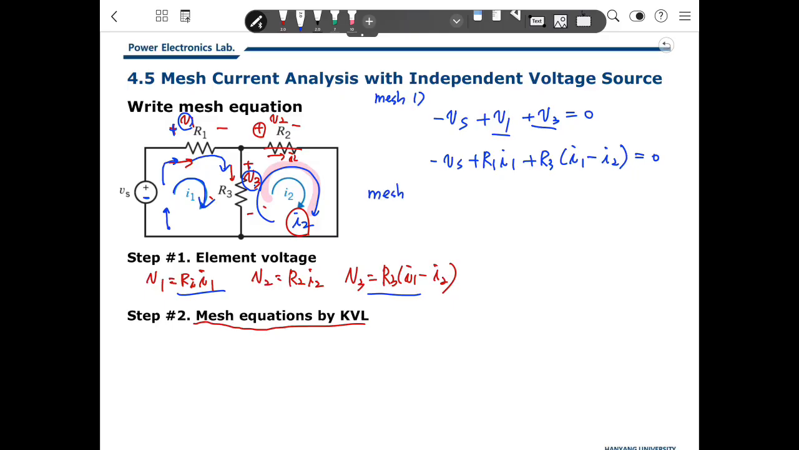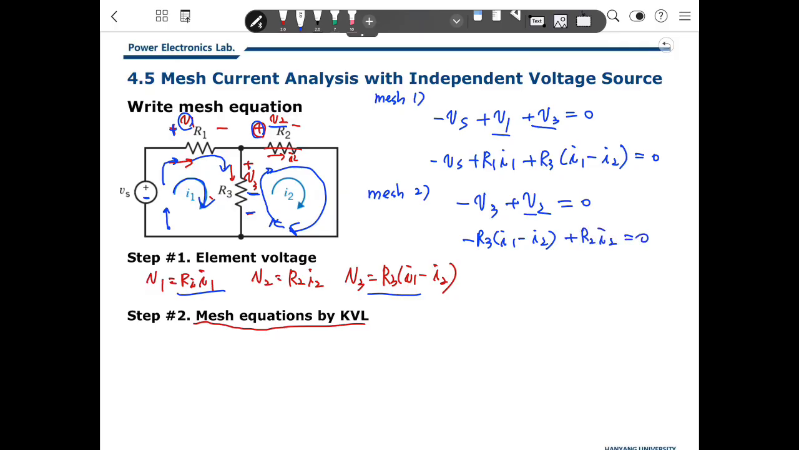Then how about the second mesh? I will start with the same thing here. I met V3, but it is minus V3. And I met plus V2. As you come back to the start, the sum will be 0. Minus V3 is minus R3 (I1 minus I2), and V2 is plus R2 I2, equals 0.